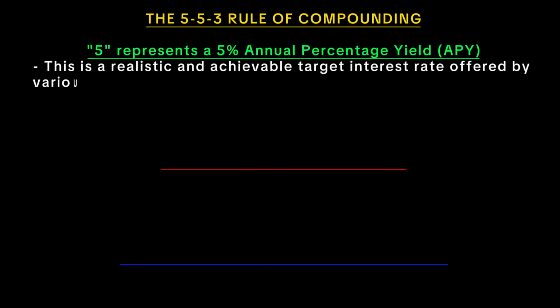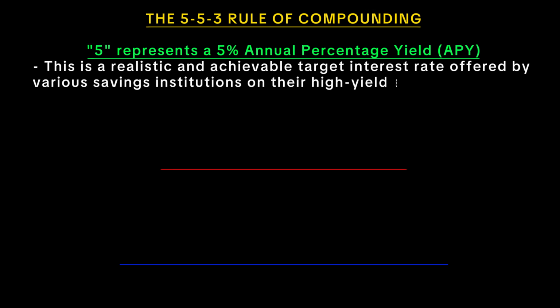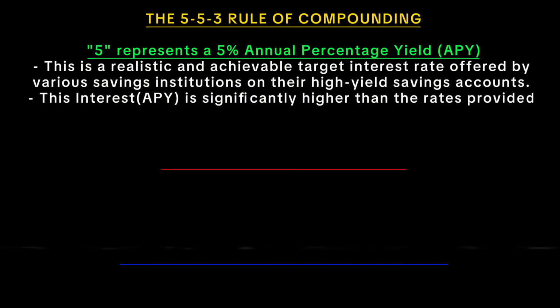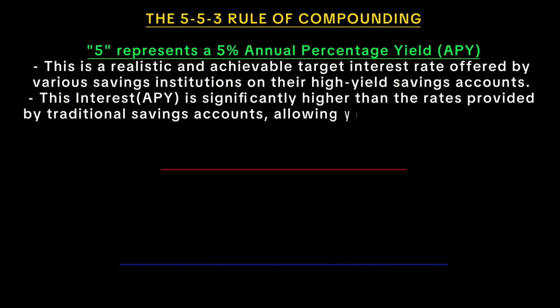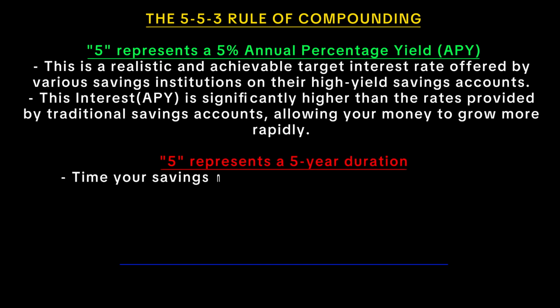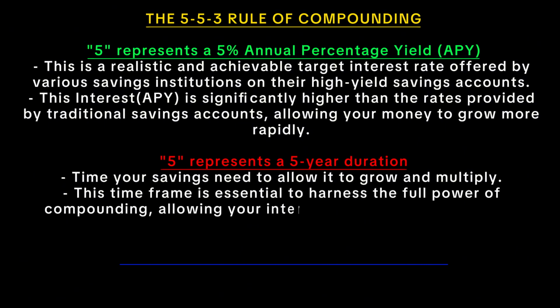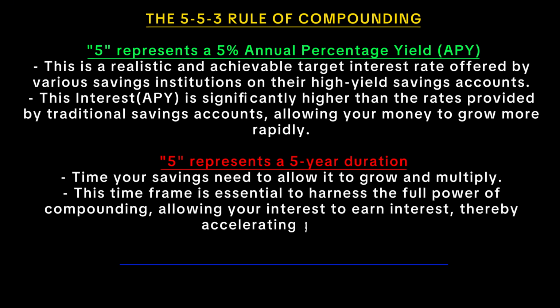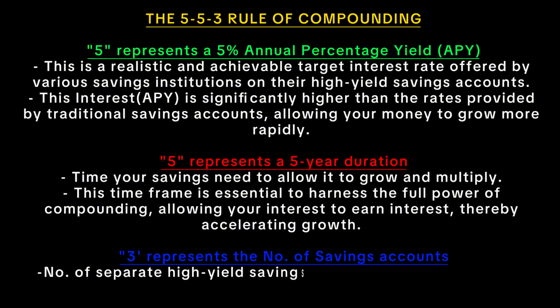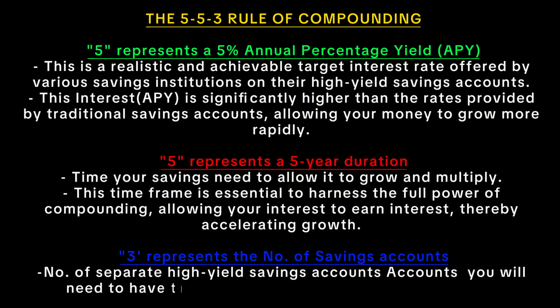target interest rate offered by various savings institutions on their high-yield savings accounts. This is significantly higher than the rates provided by traditional savings accounts, allowing your money to grow more rapidly. The second 5 represents a 5-year duration your savings need to allow it to grow and multiply. This time frame is essential to harness the full power of compounding, allowing your interest to earn interest, thereby accelerating growth. And lastly, the 3 represents the number of separate high-yield savings accounts you will need to have to maximize and fasten your savings goals.